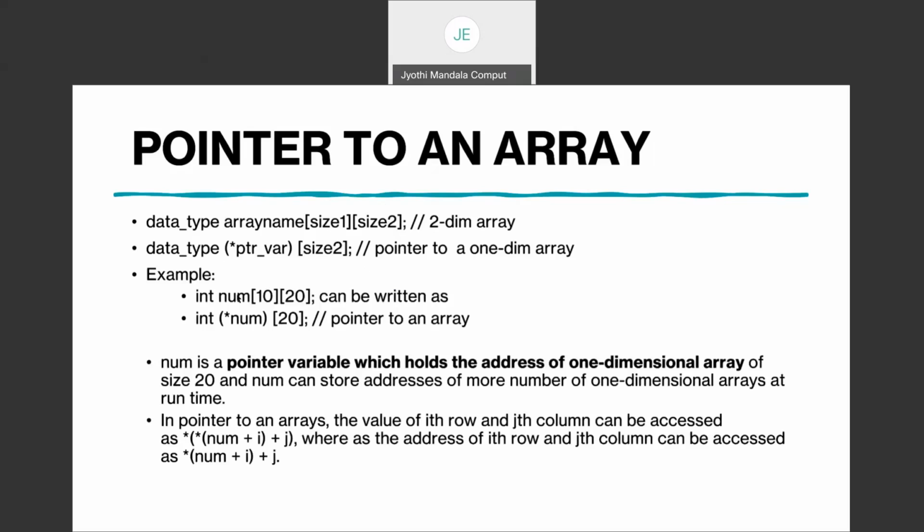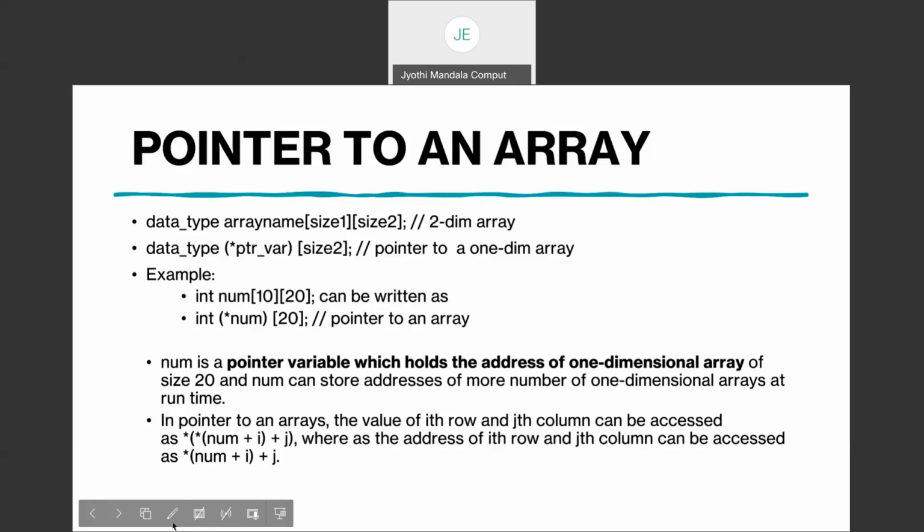An example you can see here: you can declare a two-dimensional array like this, where num is the array name, and it is capable of storing 10 rows, and each row will have 20 values. This can be declared as a pointer to an array, simply by converting this normal array to a pointer variable where I mention the column size. Now what do you mean by mentioning it like this? Now num is a pointer variable which holds the addresses of one-dimensional arrays. What do I mean by that?